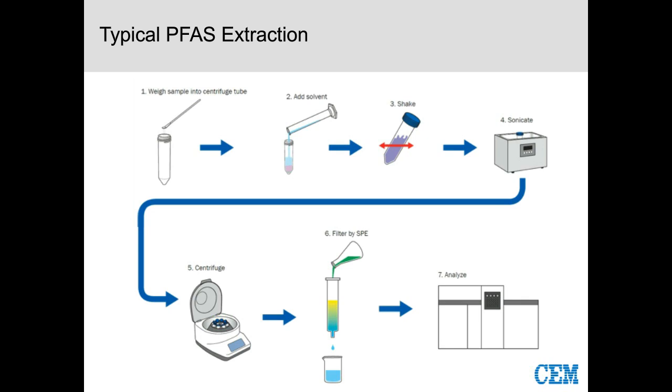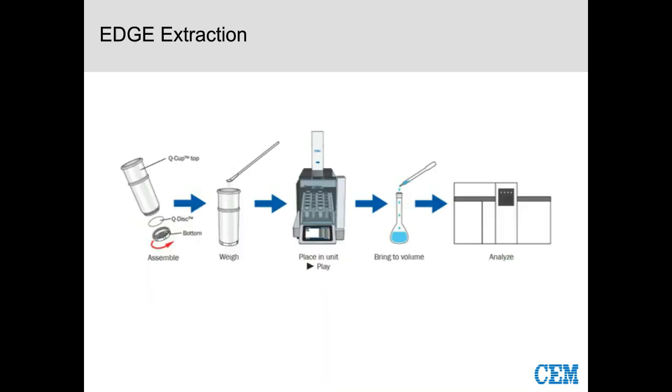So what I want to talk about as an alternative method is using the Edge extraction system. The Edge process is depicted here. In this case, you would assemble your Q-cup that holds your sample. You would then weigh your sample, so that 1 gram, into the Q-cup. You would load that into the Edge and run your method. The method lasts for just under 10 minutes. At that point, you have your extract. It's ready to go. You're going to bring it to your known volume and then analyze it.